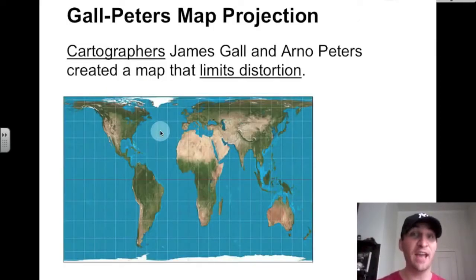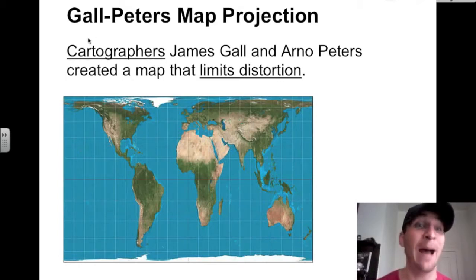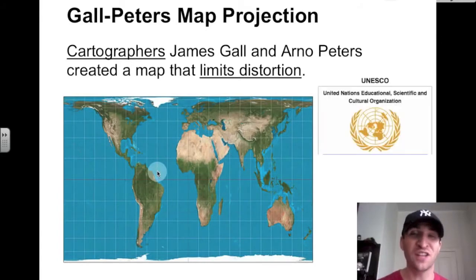So historians today reject the Mercator Map Projection and use the Gall-Peters Map Projection. Cartographers, those who study the science of map making, James Gall and Arno Peters created a map that limits distortion. And this is the Gall-Peters Map Projection, which was given the stamp of approval by a group in the United Nations, UNESCO, the United Nations Educational, Scientific, and Cultural Organization. They have said this map is the most accurate one-dimensional symbol we can get today. Look at Greenland, look at Australia. That is more accurate.